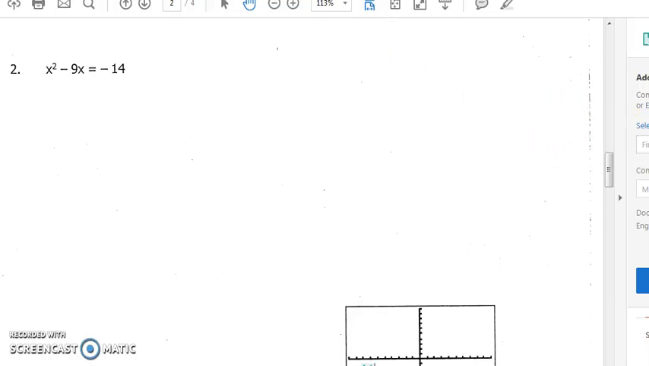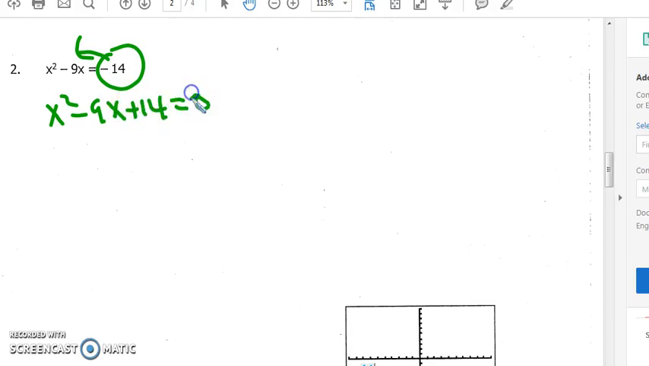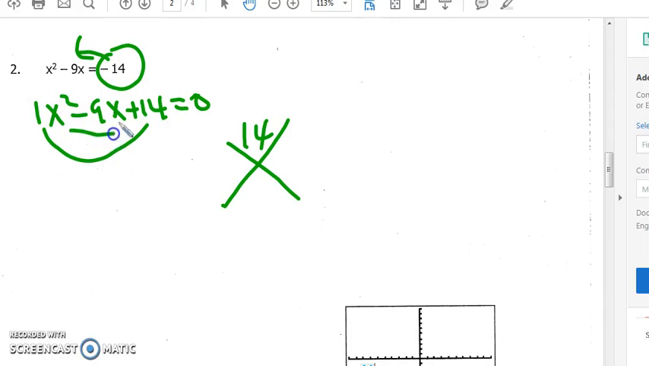So number 2, I asked you to move this to the other side. So it's going to be x squared minus 9x plus 14 equals 0. And then we're going to factor this. Right here, you're going to put a 1. And then you're going to do a times c, which is 14. And then you're going to put negative 9 on the bottom of the x, and you need to find two numbers that you can multiply to get 14, but when you add, you get negative 9.